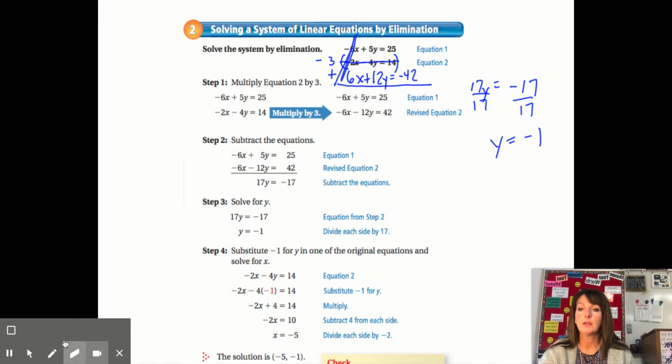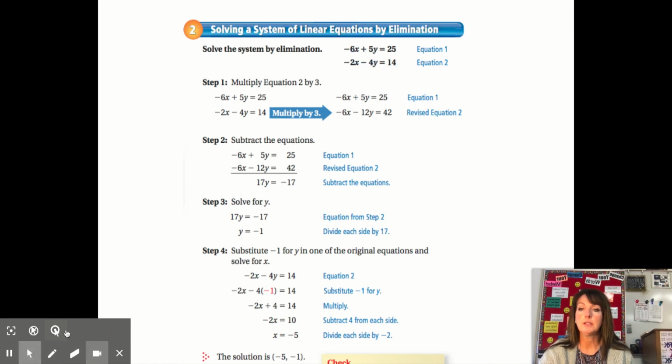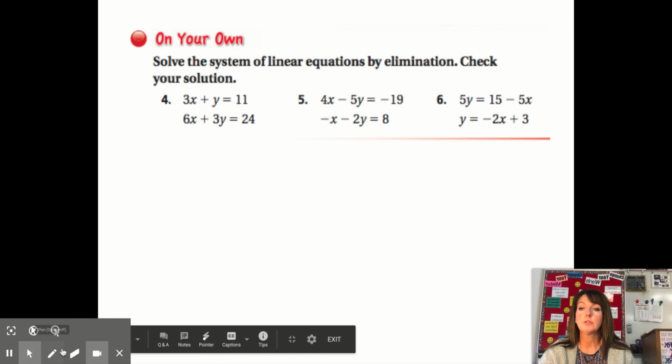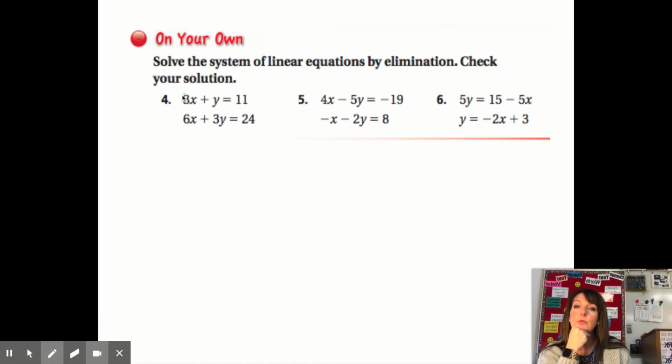Okay, so let's continue solving, and let's figure out what we need to do. So here, we have a couple different options. I'm going to maybe work with the first one. I can multiply by a negative 2 so that my x's cancel, or I can multiply by a negative 3 so that my y's cancel. I'm just going to go ahead and pick the negative 2.